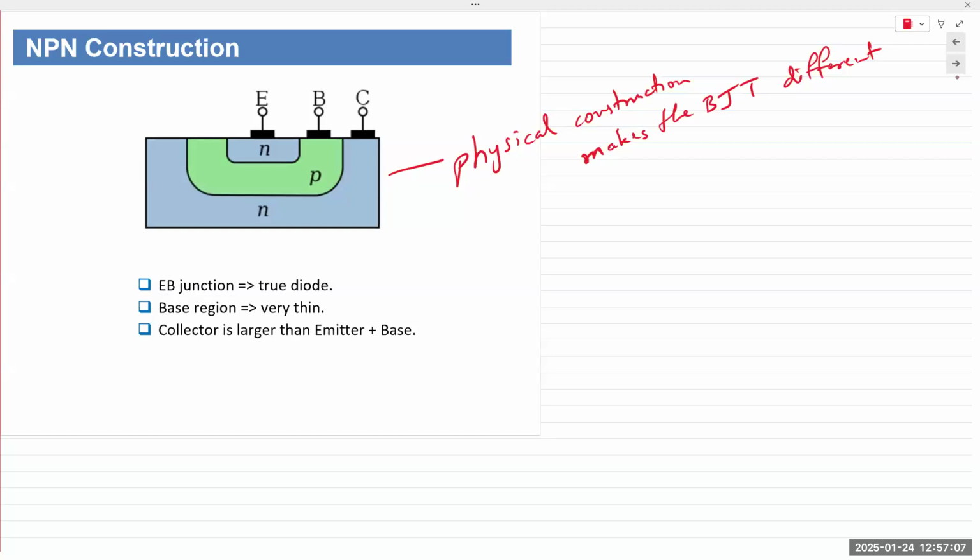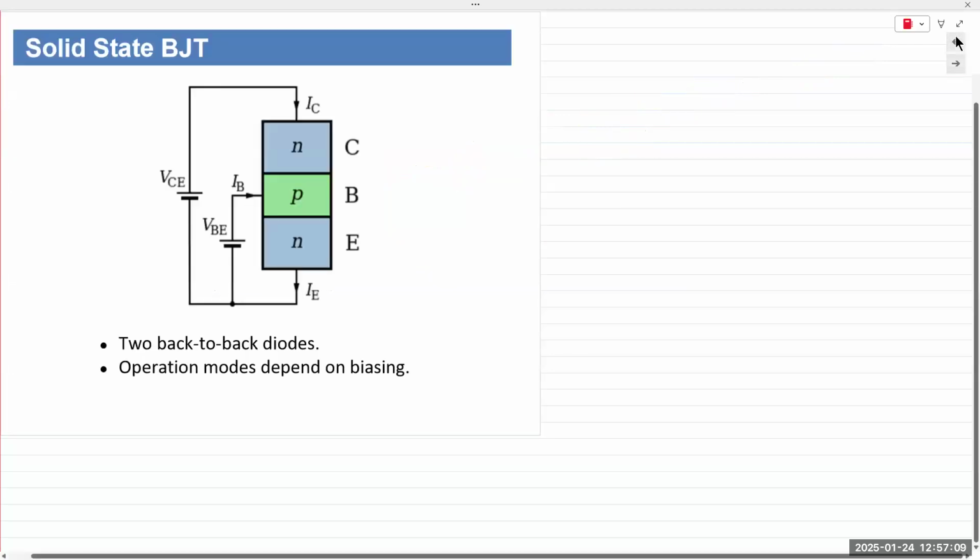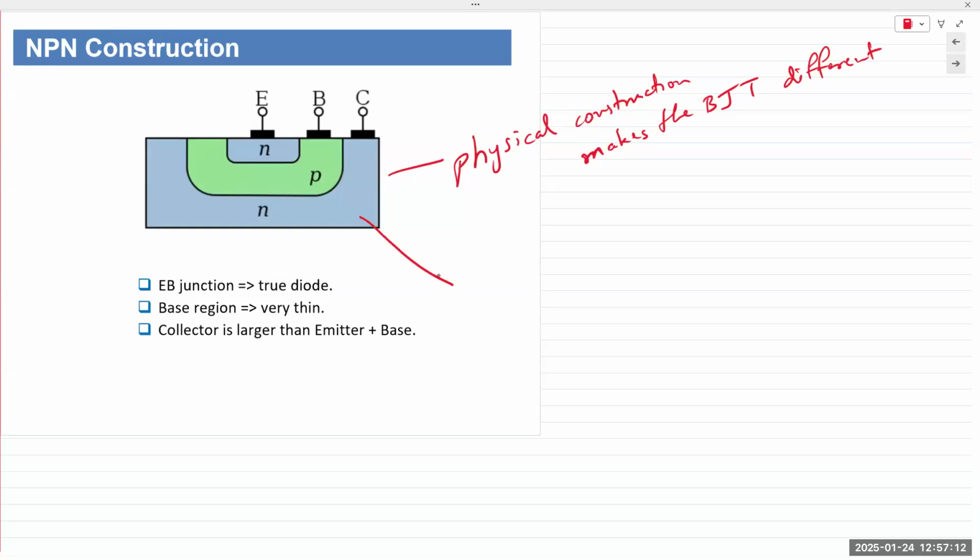The collector is by far the biggest physically. Okay. It's by far the biggest. It has some amount of doping. Then there is the base. The base is by far the thinnest or the smallest of these regions. Okay. So the base, which is right here, is the thinnest. And the emitter is the smallest.